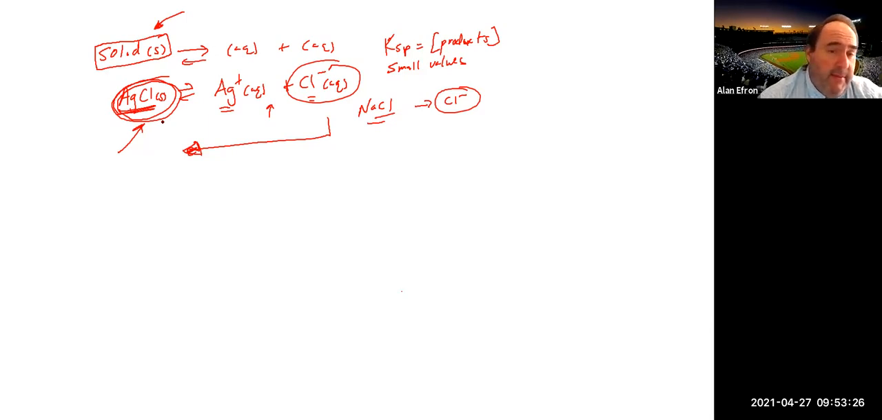We do KSP problems a couple of ways, as we talked about. One way is if we're just given the KSP, we do an ice table. The difference in the ice table is that we often use the letter S instead of X. S represents the molar solubility. It works basically the same way as X in normal tables. When you solve for S, that is the solubility of the whole compound, like silver chloride.